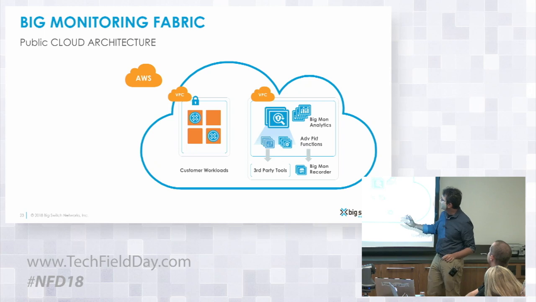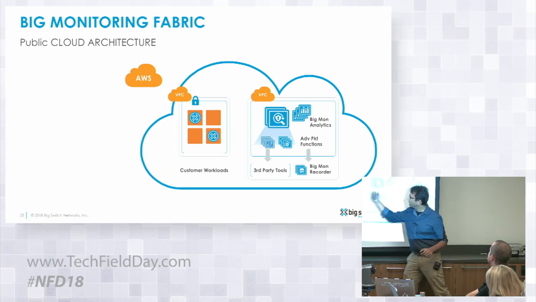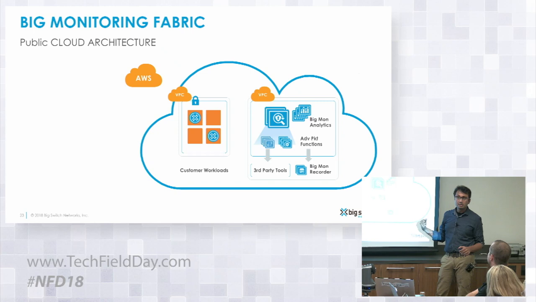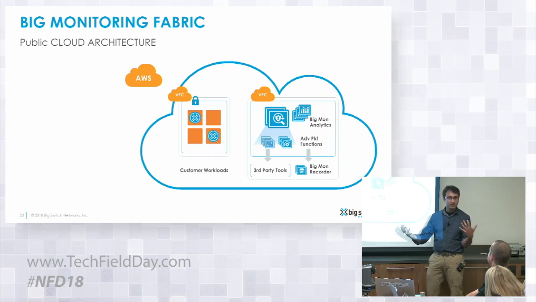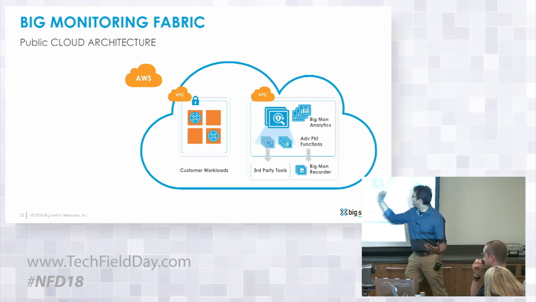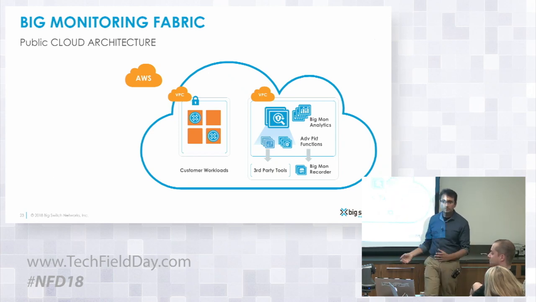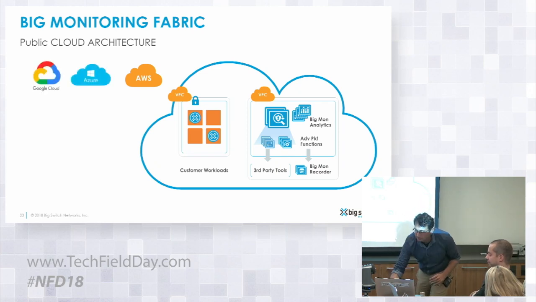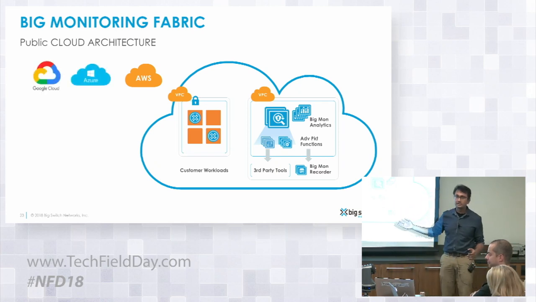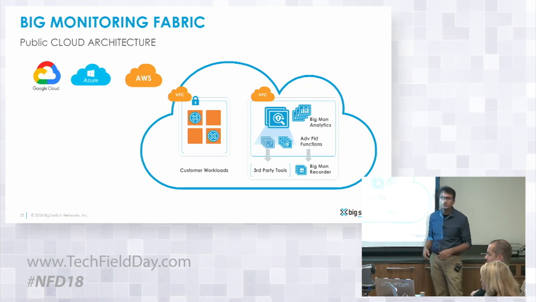So there is a customer VPC, and you have a monitoring VPC, where we will get the feeds from the customer VPCs. Now, some of the cloud providers provide us an API to get the feeds. Some of the cloud providers don't provide one, so we have to install agents there. But once we get the feeds, it's the same thing. You go through all this switching, service node functionality, analytics, packet recorder, and so on. So you get the thing in the cloud. Now, it's not just restricted to AWS. We are working on Azure right now as we speak, and later on we'll work on Google Cloud.